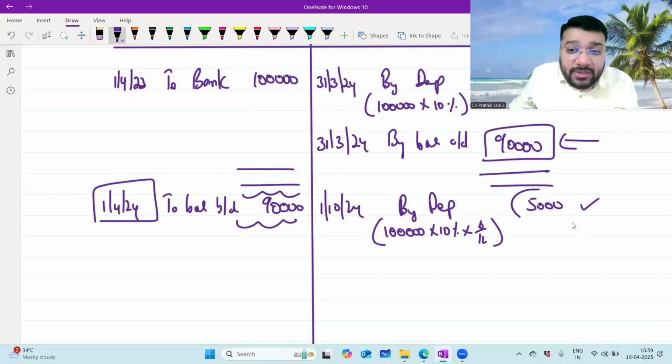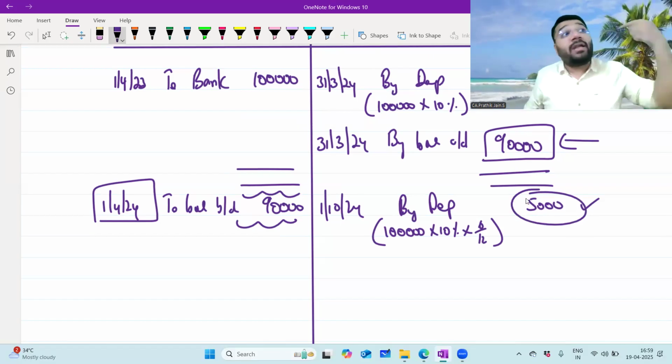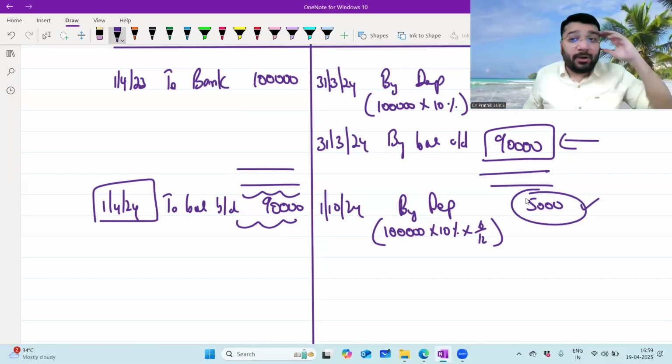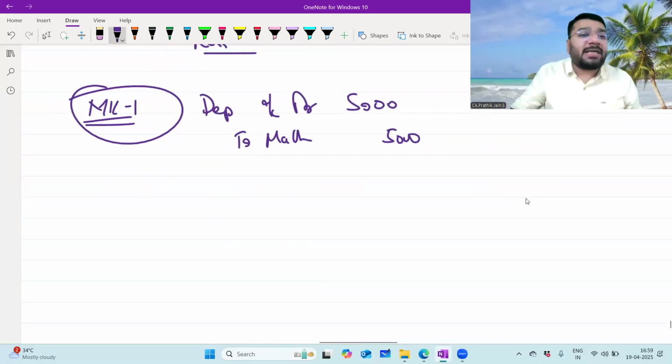The moment I write 5,000 here, depreciation to machine, in machine account by depreciation. What is the remaining value of the asset? 85,000 rupees is the remaining value of the asset. Are you able to visualize that? Yes. Now, you have to pass monkey 2 entry.